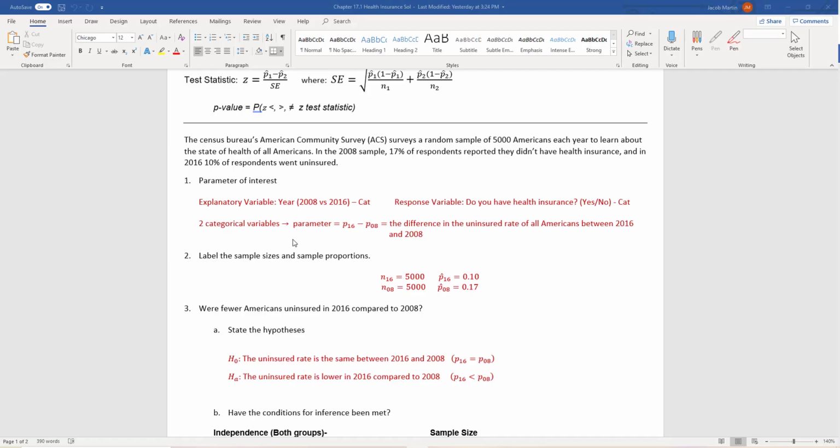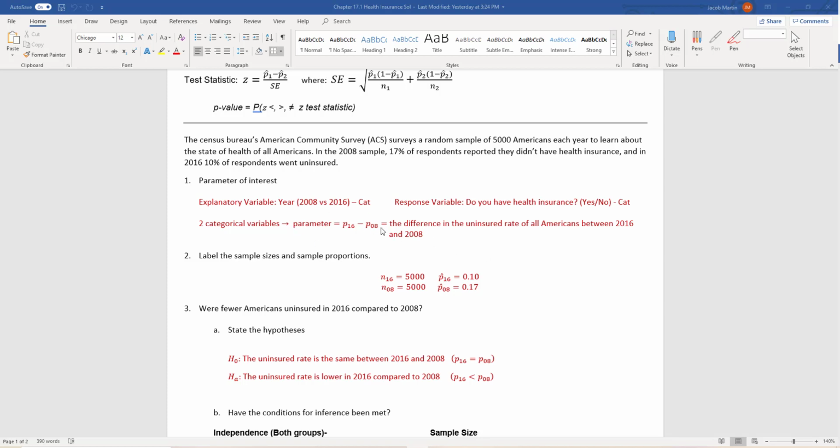When we have two categorical variables, our parameter of interest is going to be a difference in proportions. P hat is your sample proportion. It's what we actually have information on, but our parameter of interest is about all Americans. And so this P16 is going to represent the proportion of all Americans that were insured in 2016. And this P08 is going to represent the proportion of all Americans that were insured in 2008. And then our parameter of interest is how different they are from one another. So we'll just write that it's the difference in the uninsured rate of all Americans between 2016 and 2008.